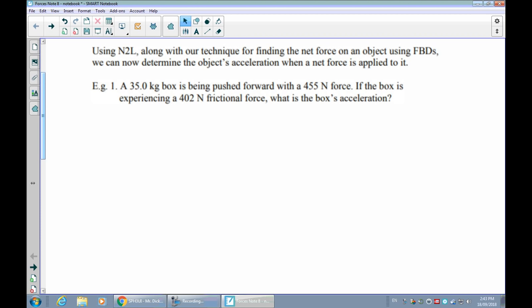So what we're going to do in these examples is use some force analysis to help us understand net force, and then see if that can help us to find some kinematics-related stuff, like first acceleration, but also other things if we want to find them as well.